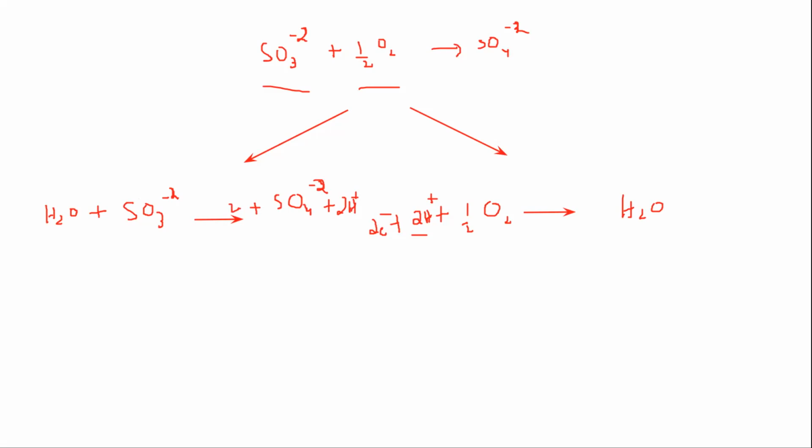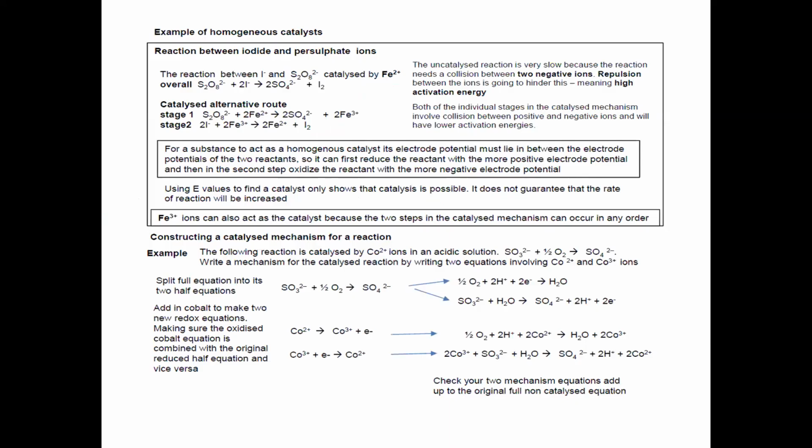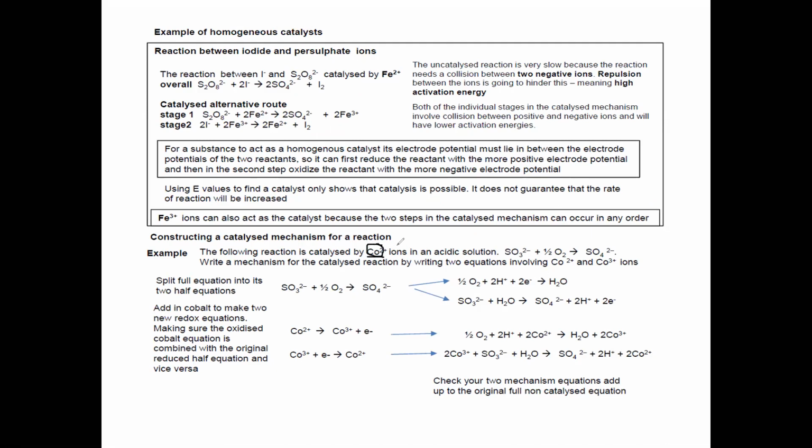So first we split the 2 equations into oxidation and reduction half, you can see here. So to balance oxygen, we add water. To balance hydrogen, we add proton, and then we balance the charge by adding electrons. Now, what we have to use as a catalyst, cobalt-2. So cobalt-2 should be used as a catalyst.